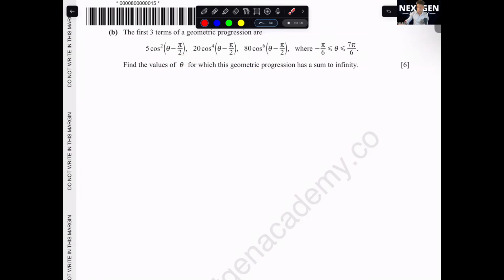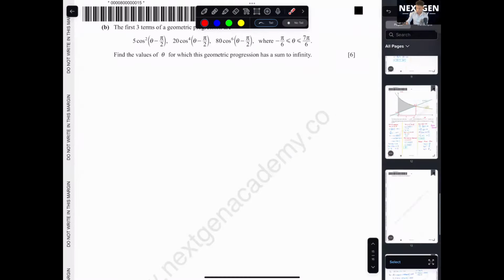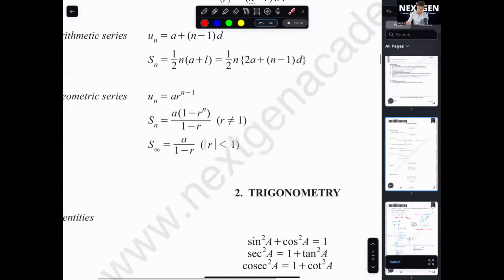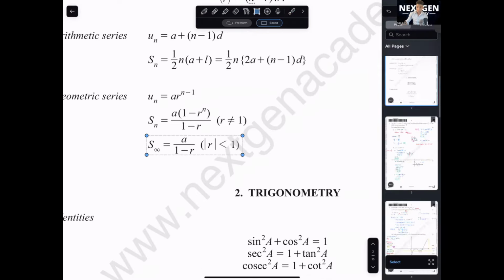So what is sum to infinity? You go to the formula, there's one of it that says sum to infinity. Okay, this part here. S infinity is equal to a over 1 minus r, where modulus r is less than 1. Okay, do you see here? Modulus r is less than 1. Okay, so we need to use this formula over here.